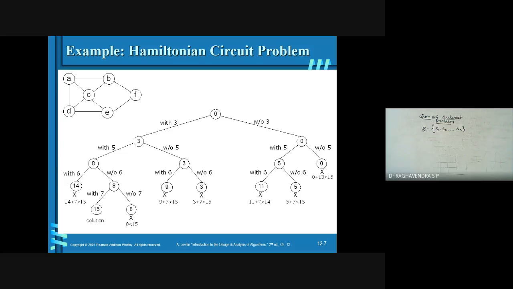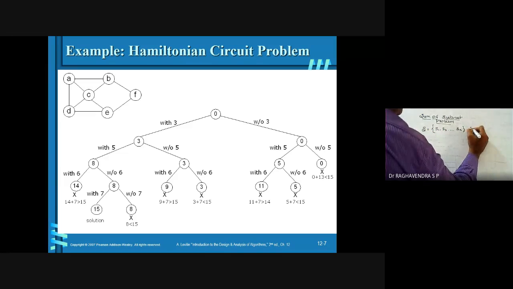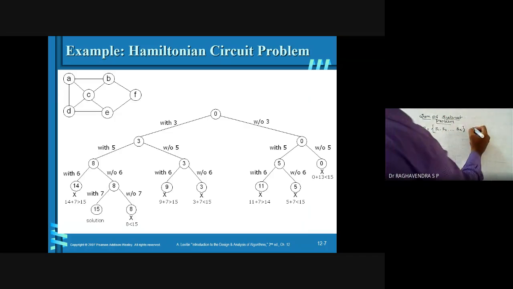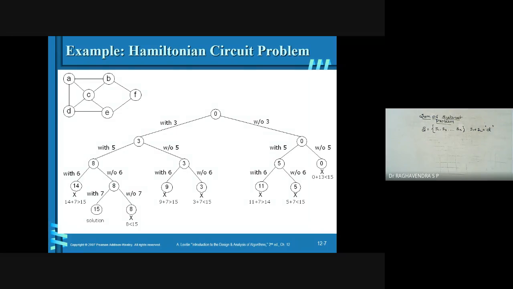The condition is that the sum of the elements present in these subsets must be equal to the sum D. Find a subset of a given set S of n positive integers whose sum is equal to the positive integer D. Like for example, S1 plus S2 must be equal to some positive integer D. Let me take an example.